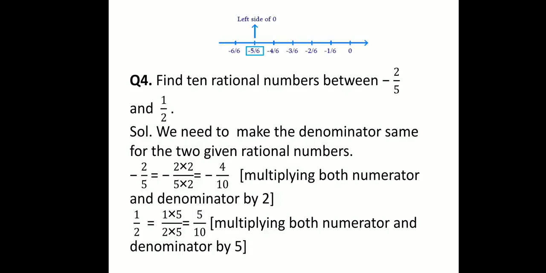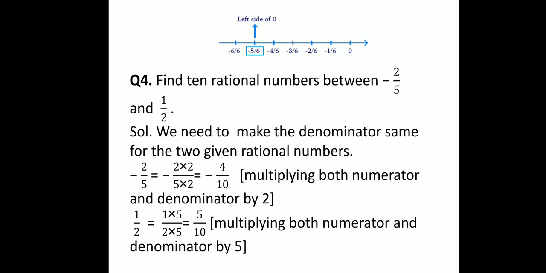So on the basis of that concept, we have made a number line: 0, minus 1 over 6, minus 2 over 6, minus 3 over 6, minus 4 over 6, minus 5 over 6, and minus 6 over 6. As it is a negative rational number, we need to move to the left hand side of 0, and from 0 to minus 1 we need to represent this rational number as minus 5 over 6.